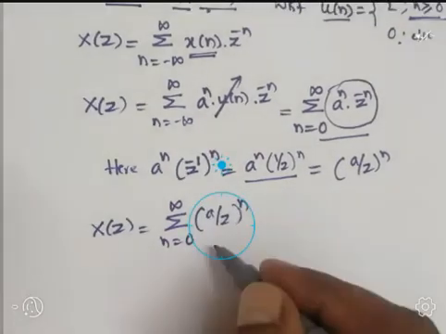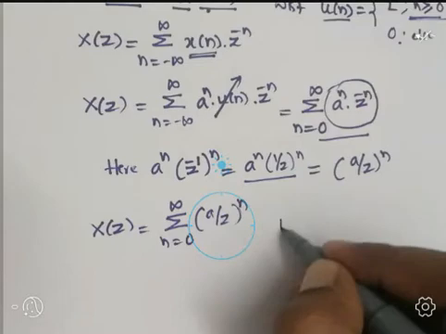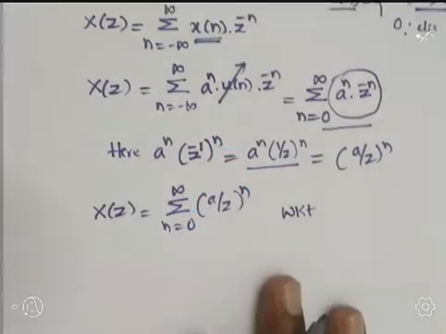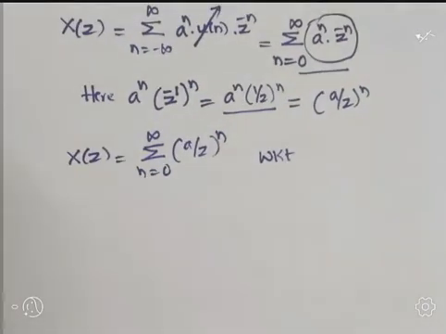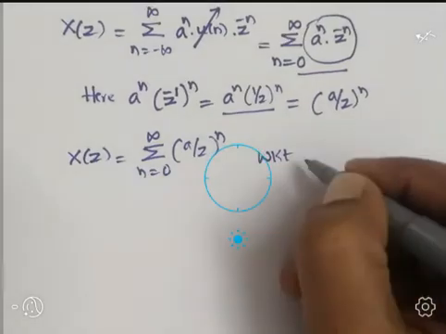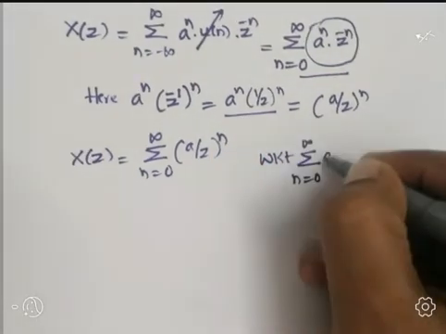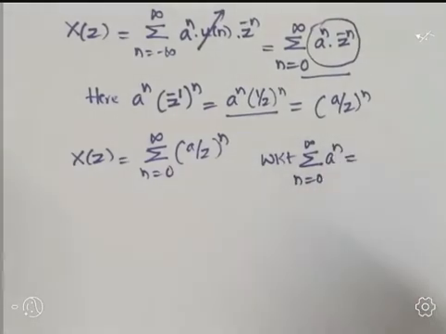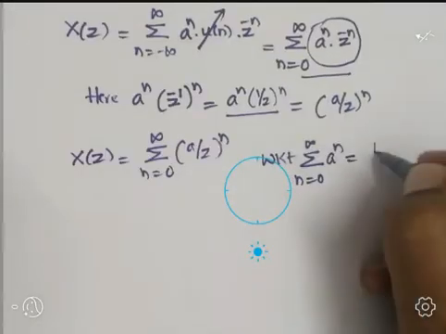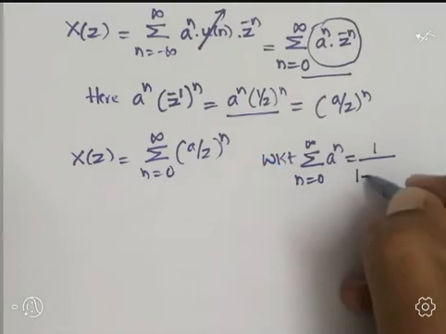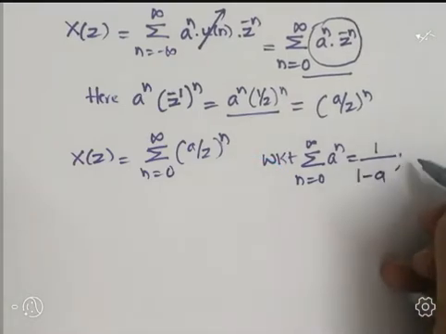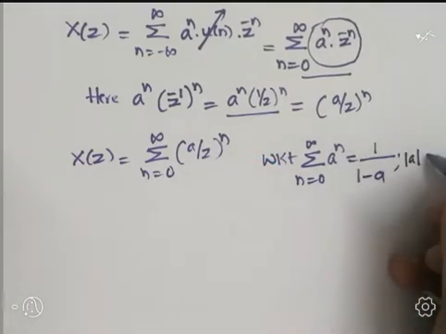So let us simplify by using a formula; we already discussed it many times. We know one standard summation formula: summation n equal to 0 to infinity a to the power n can be written as 1 divided by 1 minus a. The condition is mod of a less than 1.